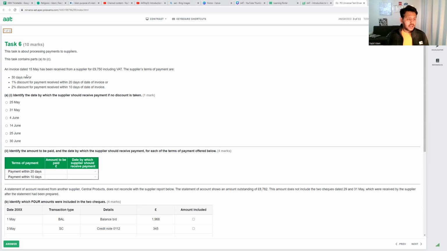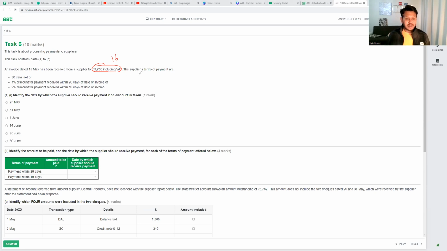An invoice dated 15th May has been received from a supplier, 9750, including VAT. The supplier terms of the payment are... Remember that as soon as you see the words including VAT, that means the VAT is inside. And if the VAT is inside, how do you find out how much the VAT is? Remember, divide by 6. If the VAT is inside, you always divide by 6 to find out how much VAT is inside.